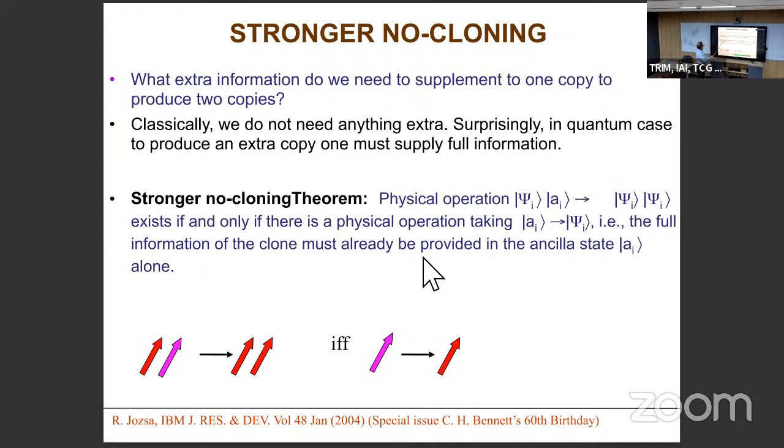Classically, as I said, we don't need anything extra. But what he proved is, surprisingly, in the quantum case, to produce an extra copy, you must supply the full information. No less, no more, you have to recreate the information from scratch. That means your machine is not doing anything, you have to prepare yourself from the beginning. Again, the proof is simple.